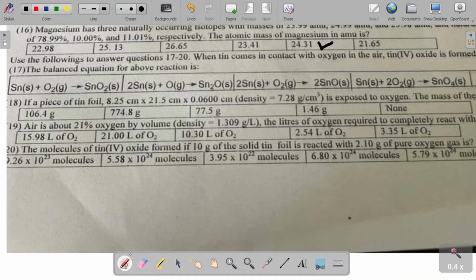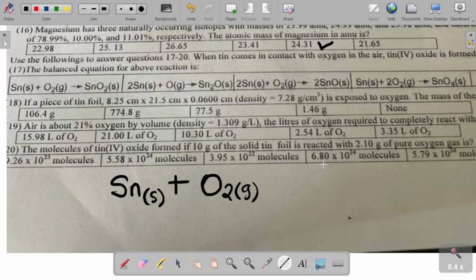The first thing you have to notice is that tin is Sn and Sn is monoatomic. Of course, tin is a solid, so it becomes Sn solid plus, they said it comes in contact with oxygen in air, so it becomes oxygen. Oxygen is diatomic, that's O2, and it should be in gaseous state, so O2 gas. They said it forms tin(IV) oxide.